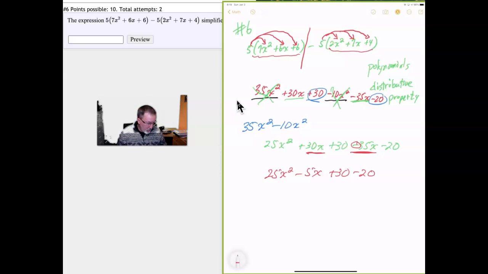Okay, so we just have one more step. We're going to combine 30 minus 20. You can do the same thing. The rule I just used: we are combining numbers with different signs, so take the difference. The difference between 30 and 20 is 10, and 30 has the bigger absolute value, so positive 10. You can use that same rule. So we have 25x squared minus 5x plus 10.